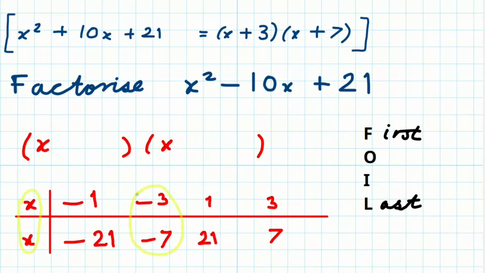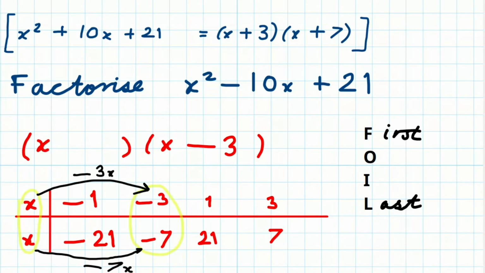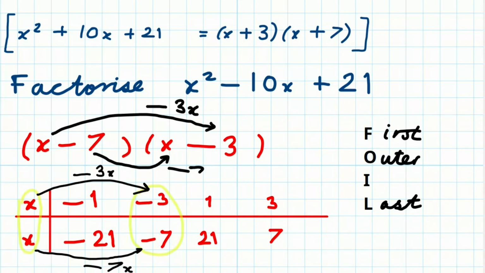Let's try the next one. X times minus 3 would give us minus 3x, and x times minus 7 is minus 7x. Minus 3x plus minus 7x is minus 10x. So this is the combination we are looking for. So in order to multiply x times minus 3, we can put the minus 3 here, and to do x times minus 7, we can put the minus 7 here. And then our outer terms multiply to minus 3x, our inner terms multiply to minus 7x, and they would add together to give minus 10x. And we don't need to check the other possibilities.